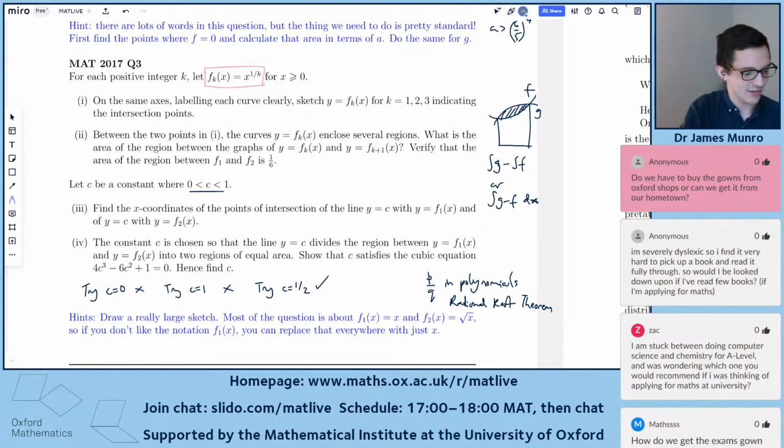Yeah, I was just going to answer this about the Oxford shops gowns thing. Do we have to get gowns from Oxford shops? I guess you could get it from your hometown, but my hometown doesn't have shops like that, because I live far, far away from Oxford. It's easier if you go into a shop in Oxford and just say, I'm a fresher starting at Oxford, they'll know exactly the right type of gown that you need.